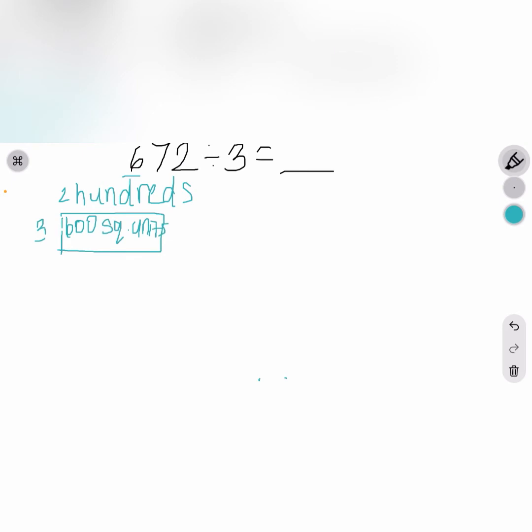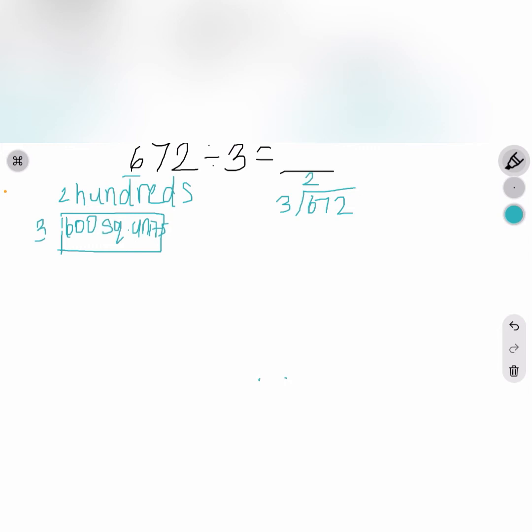And I said at the same time, I'll be solving my long division algorithm as well. So I'm writing 672 divided by 3. So, just like I just said, 2 hundreds times 3 would give me 600 square units. We're doing that same thing with our long division algorithm. I know 3 goes into 6 hundreds 200 times, so I'm putting 2 in the hundreds place.